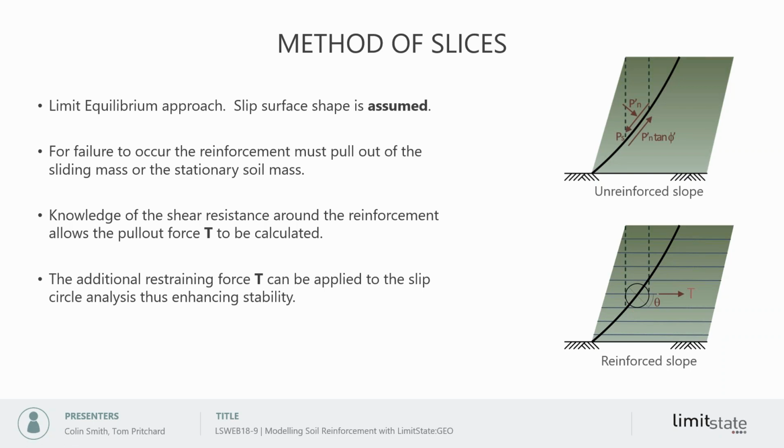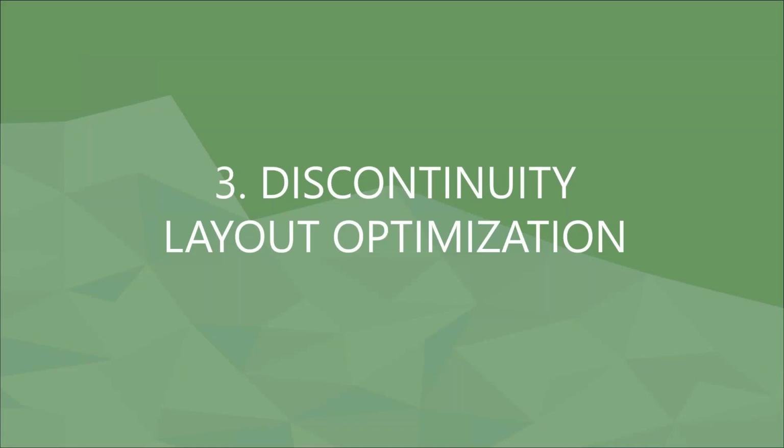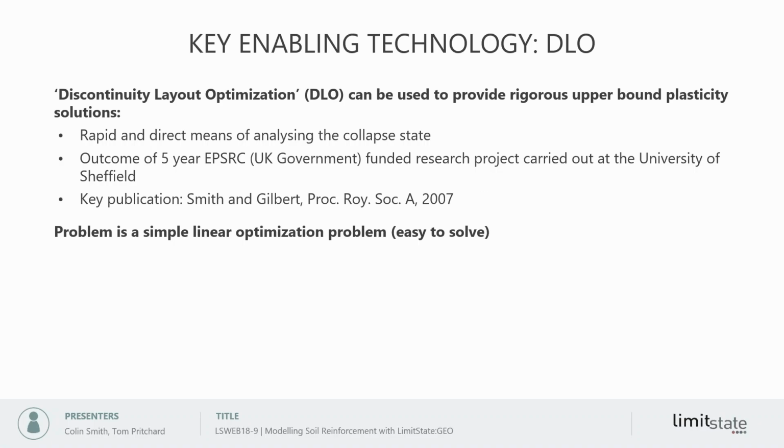So we're going to have a look at how that works in LimitState GEO. Before that, we'll have just a quick recap on how the software works itself in general. So LimitState GEO uses a numerical technique called discontinuity layout optimization. It's a method that is a rapid and direct means of analysing the collapse state.